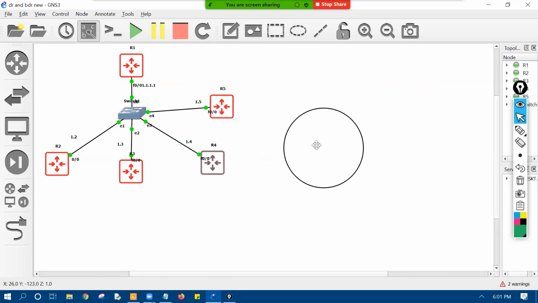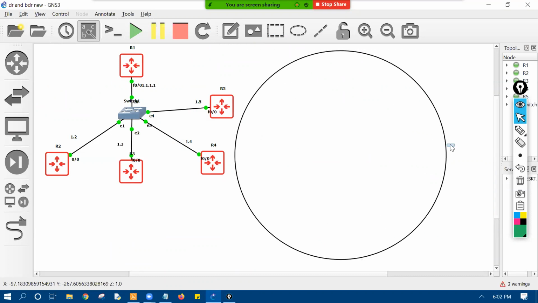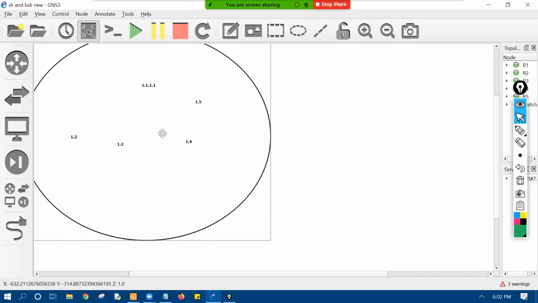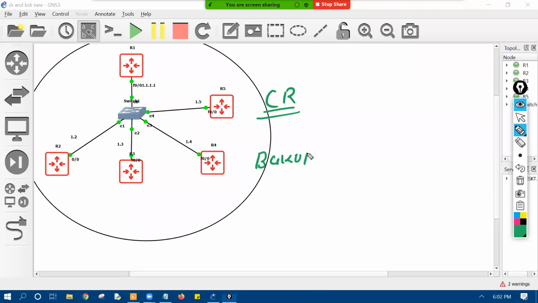In this domain, what happened in this classroom, in this one broadcast domain, what I can do over there, I'm going to elect one router as a CR, class representative, and one router as a backup CR. Because if the CR is not available, I need to maintain the information of the CR. So we need to introduce the backup CR as well.